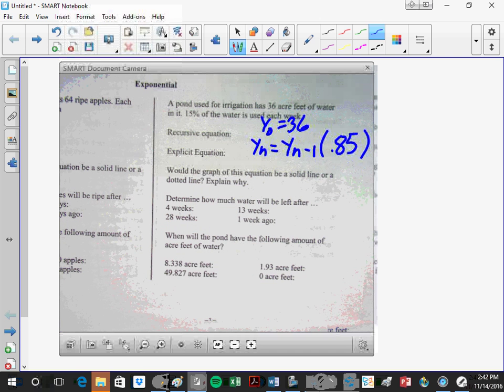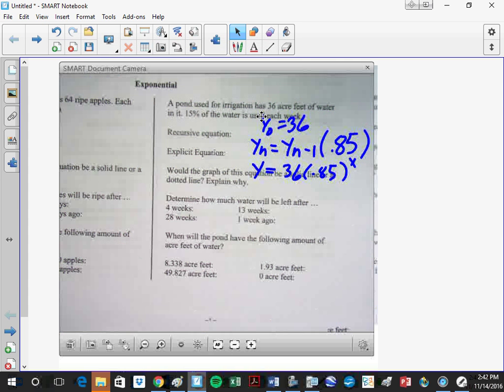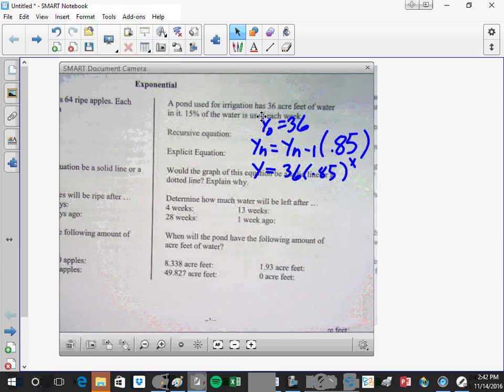Okay. The explicit equation y equals 36 times 0.85 to the x. Solid or dotted? Solid. The water is always leaking out. There's no way to take water out in chunks. Even if you had a bucket, right, you're taking it out in very small amounts. Like water going out of a tap. Good. So determine how much water will be left after 4 weeks.